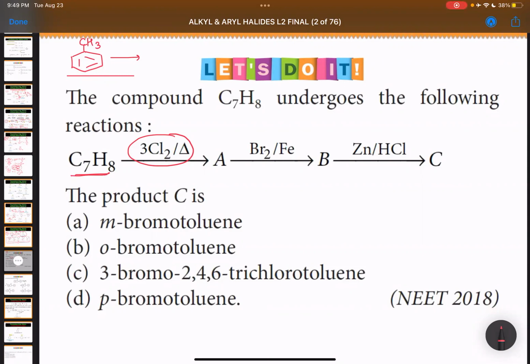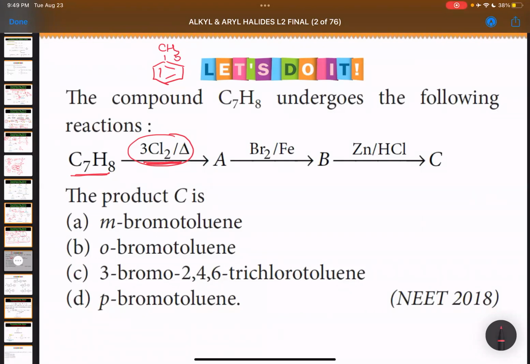So this C7H8 is nothing but CH3 on benzene. Is it clear? And here you have taken chlorine and sunlight or heat, but you have not taken Cl2 and FeCl3. If you would have taken Cl2 and FeCl3, that would have generated Cl plus and that would have attached itself to the benzene ring at ortho and para positions. But this is not the case.